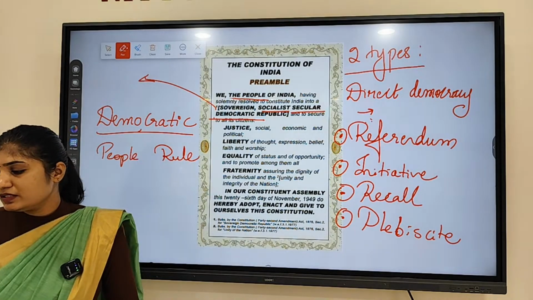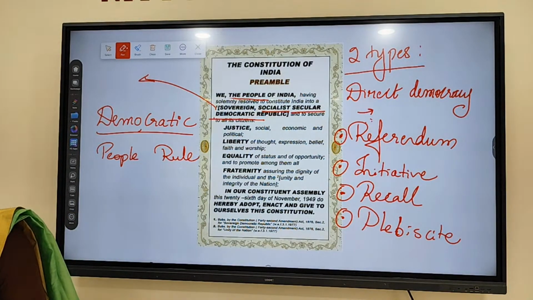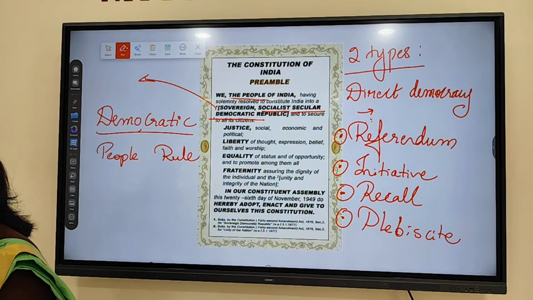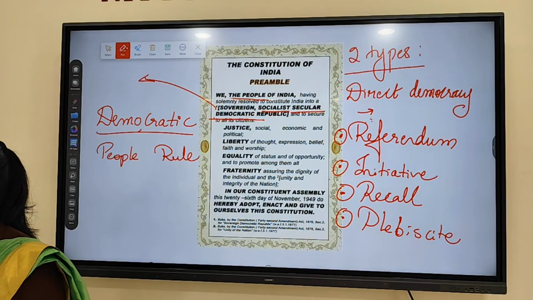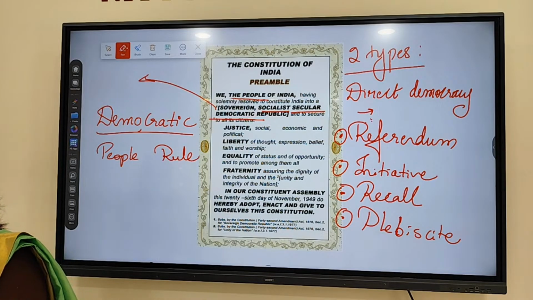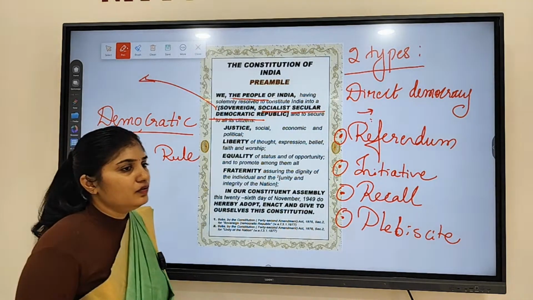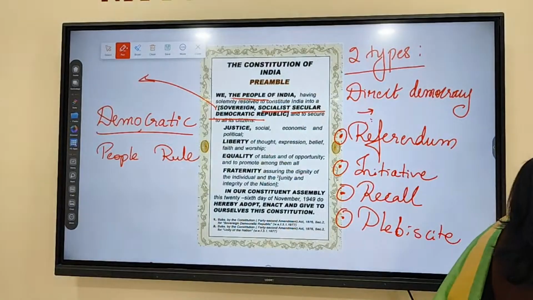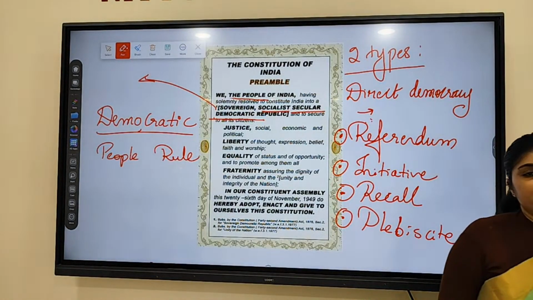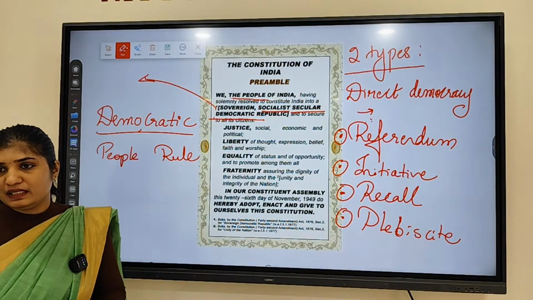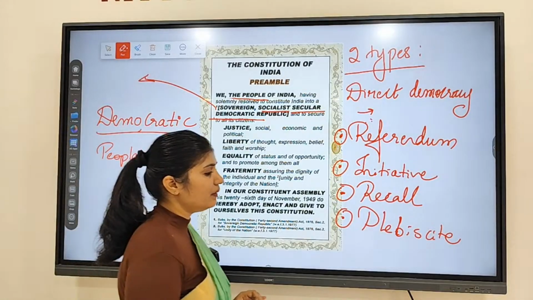Initiative allows citizens to propose new laws or constitutional amendments by collecting a required number of signatures.